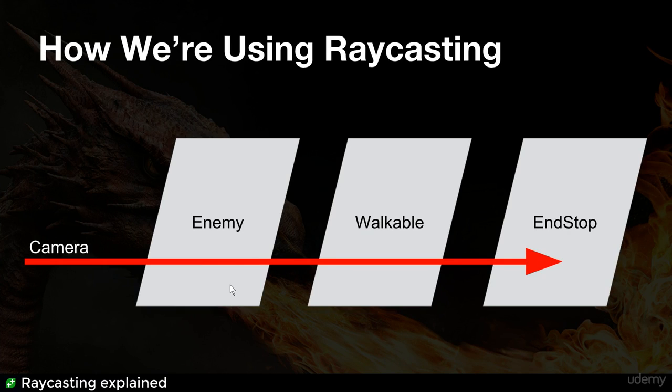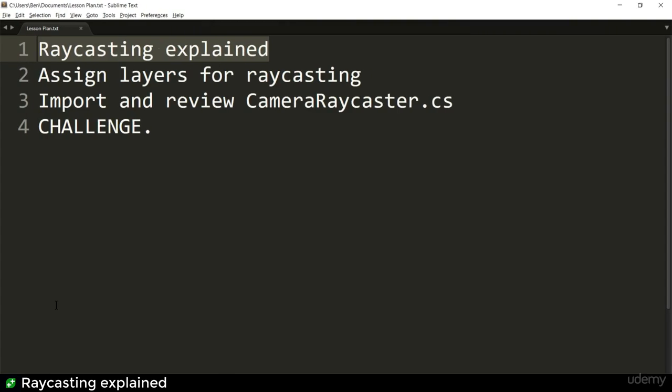From the camera, in our case, we're going to fire into the scene and we're going to see, do we hit an enemy in the first instance? And if we don't hit an enemy, maybe we hit a walkable surface like the ground or a block we can walk on. And we're going to also, for reasons you'll see later in the code, introduce the concept of an end stop. But you'll see that as I review the script that we bring in. So basically just fire a laser, see what we hit is the bottom line here.